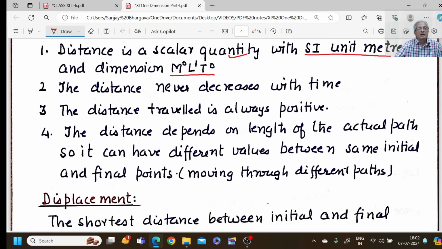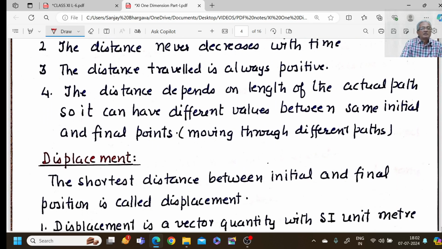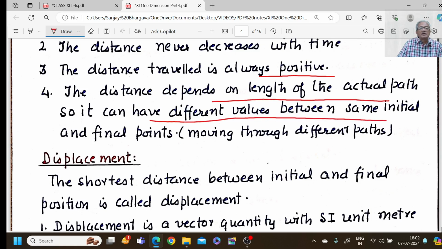The distance never decreases with time. The distance traveled is always positive. The distance depends on the length of the actual path, so it can have different values between the same initial and final points, moving through different paths. So you can have variable distances traveled between the same two identical points like A to B, since the object would be traveling along different paths.